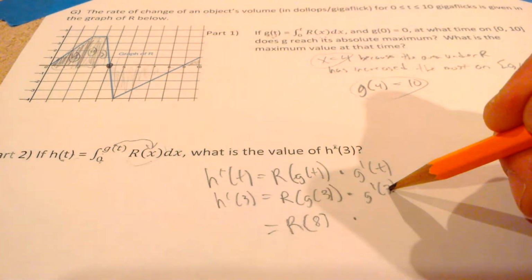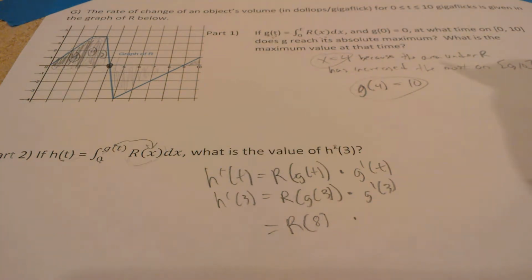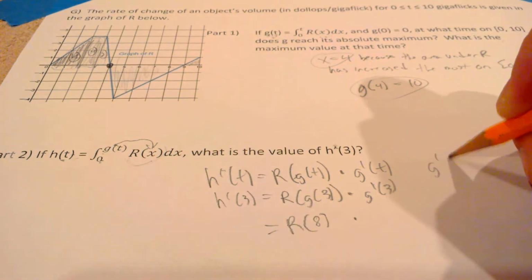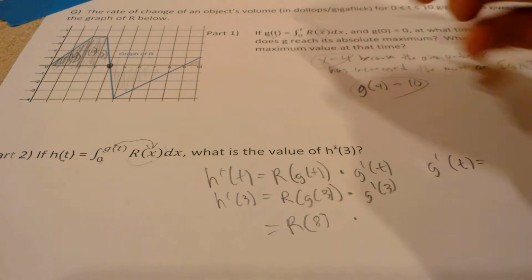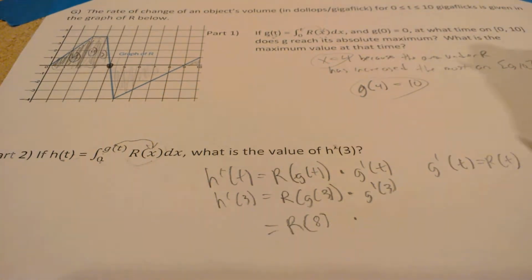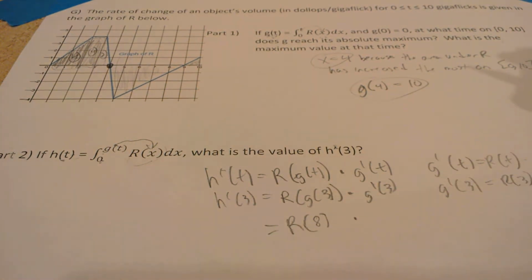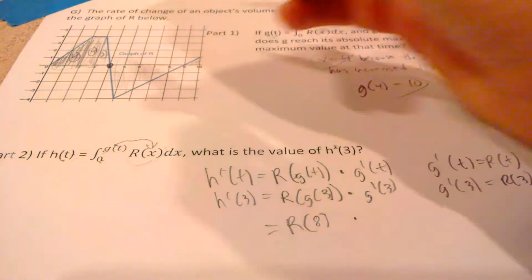G prime of 3, how do we get that? Gosh, we need a function for G prime. That's just going to be R with t plugged in. We're chaining on a 1 here. So G prime of 3 is simply R of 3. R of 3 we can get right off the graph. That's the height of the R graph, which is 4.